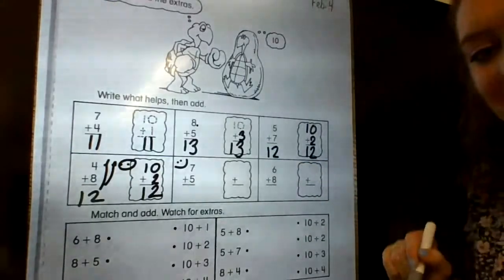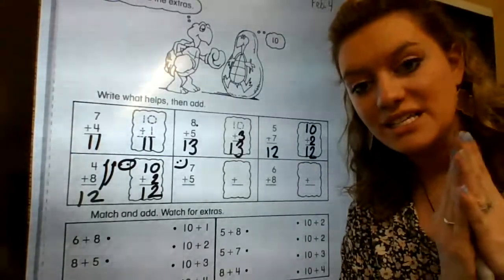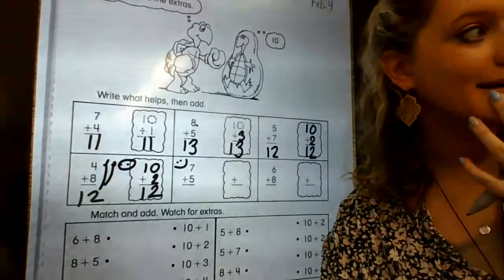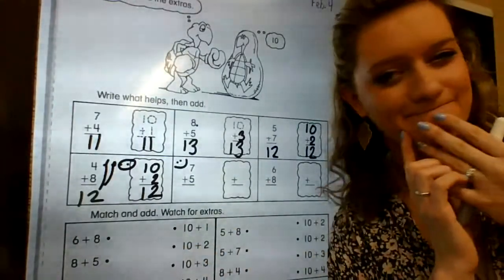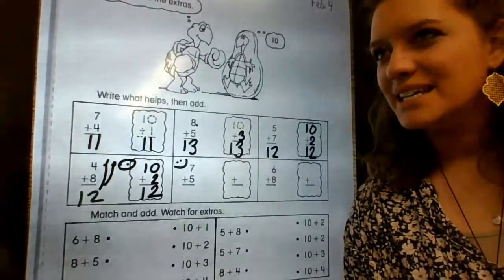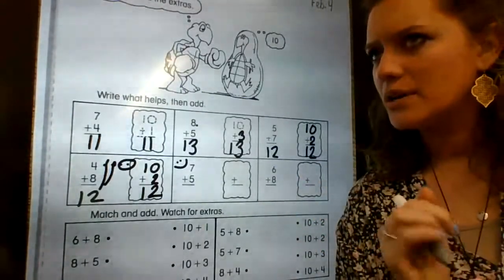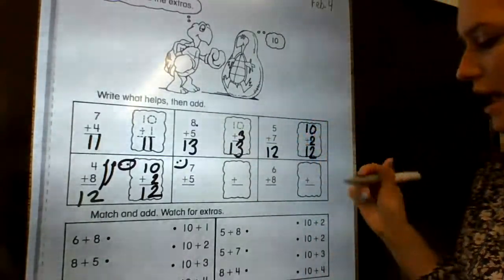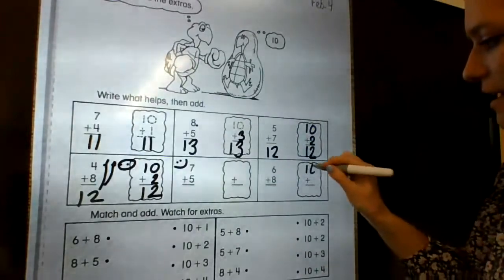6 plus 8. Let's do it the normal way this time. Okay. What could I think of? How many does it take to get from 6 to 10? How many more do I need? 7, 8, 9, 10. 4 more. I need 4 more to make 10.